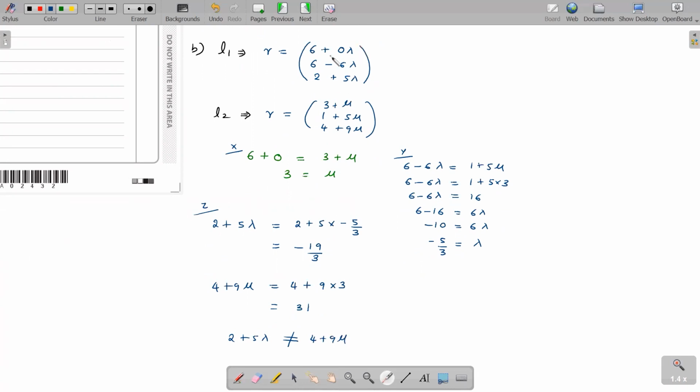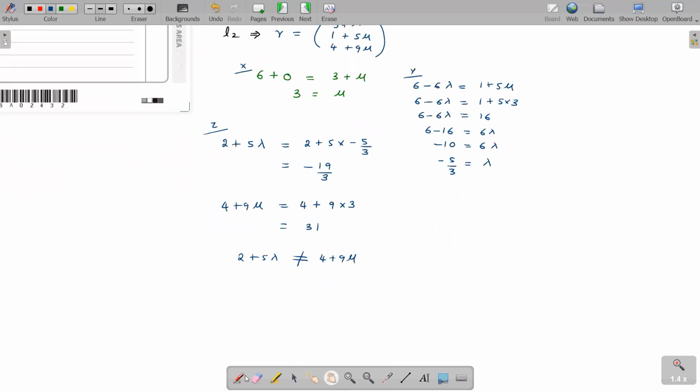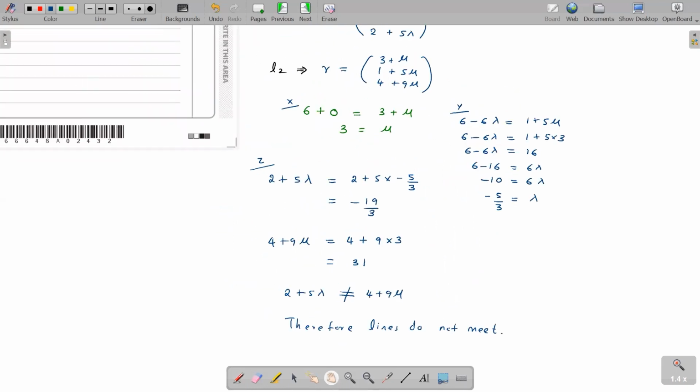I equated the first two lines, the xy coordinates, and I got lambda and mu, basically getting two simultaneous equations. I substitute those lambda and mu values into my third equation, and what happens? It's not equal. If it's equal, then the lines will meet. But if they are not equal, the lines do not meet. So here, therefore, the lines do not meet. Is this clear? Shall we move on to the next part?